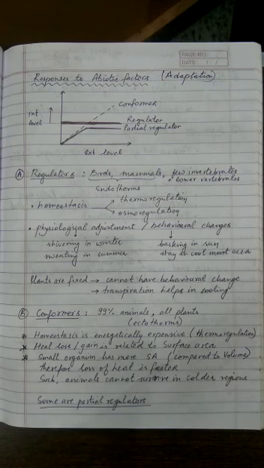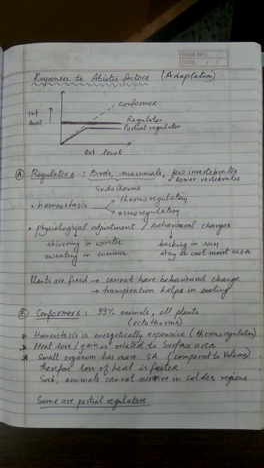Homeo stands for similar or constant, and stasis means the situation or condition. So maintaining constant conditions inside, so that the organism's physiological reactions and metabolic activities all function at their best, is called homeostasis. And this is achieved by two methods. One is thermoregulation, so that temperature is maintained. Second is osmoregulation, so that the osmotic concentration of the body fluid, especially the blood, is maintained.